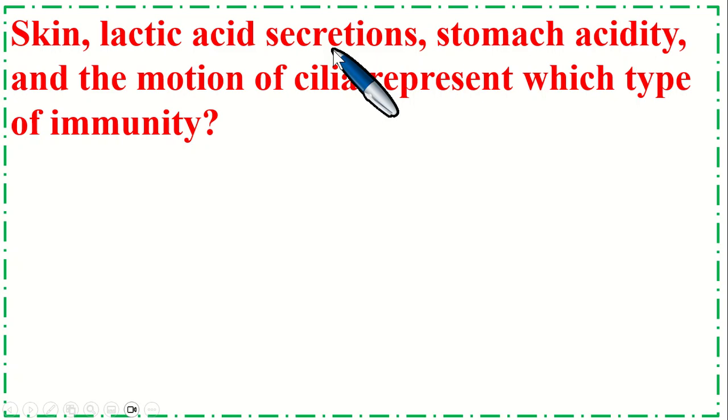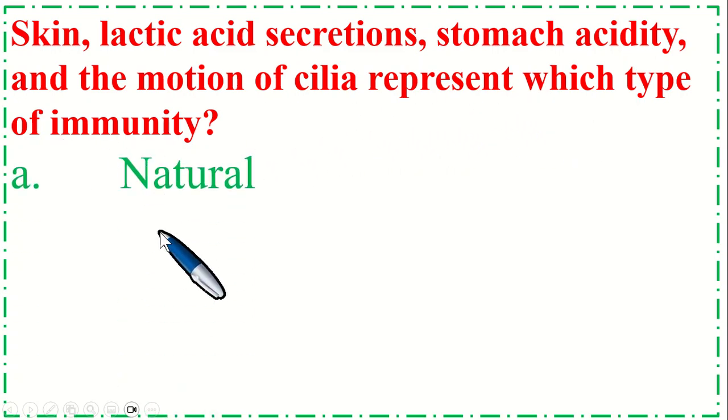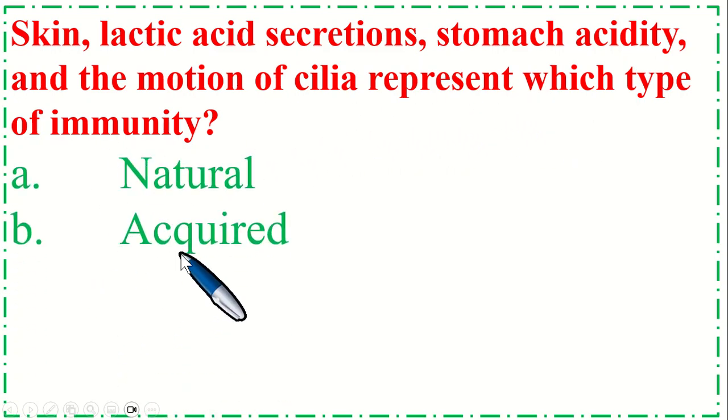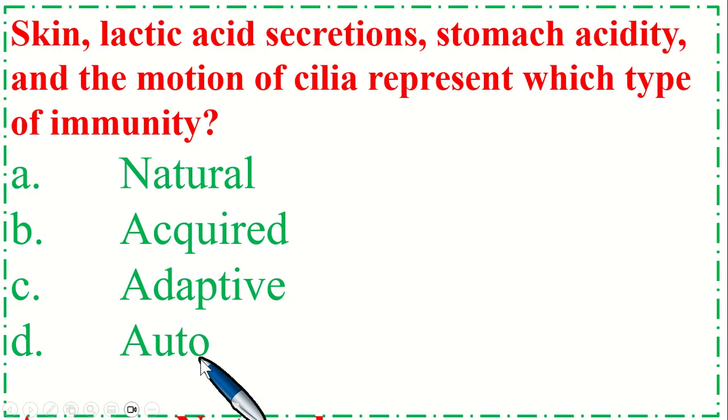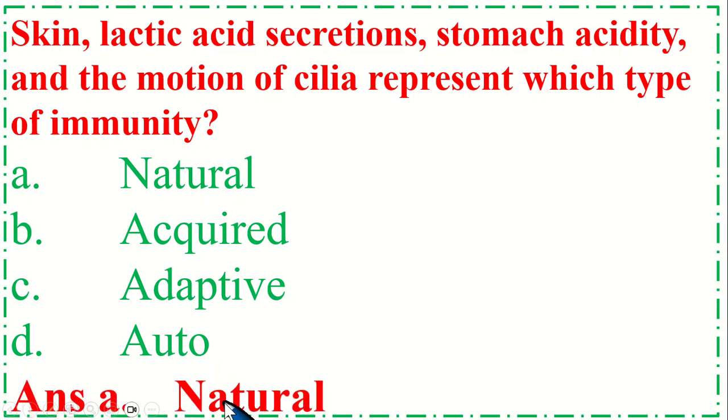Skin, lactic acid secretion, stomach acidity, and the motion of cilia represent which type of immunity? Option A. Natural. B. Acquired. C. Adaptive. And option D. Auto. So the correct option is A. Natural.